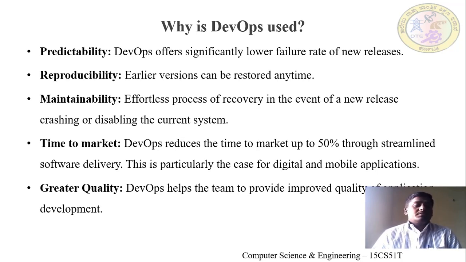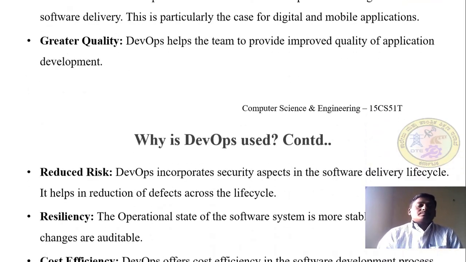Then one more point is greater quality. This is the most important. DevOps helps the team to provide improved quality of application development. There is a separate QA team, a quality assurance team, available to enhance the quality of the particular application. DevOps is going to give higher quality applications.